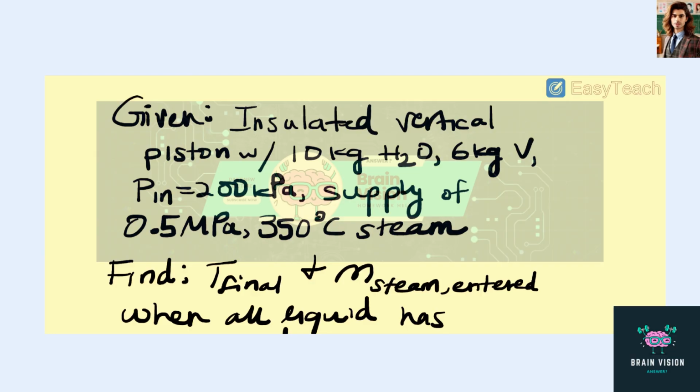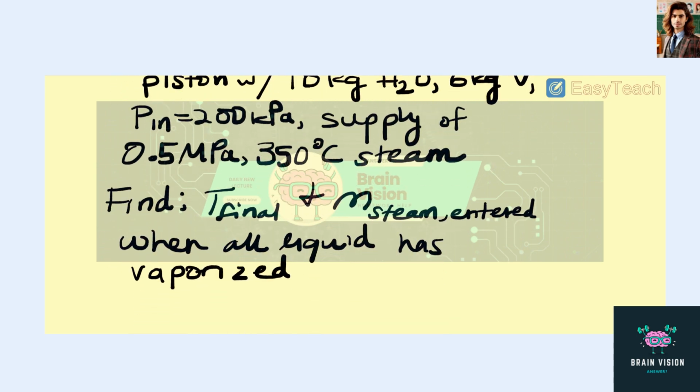Hi everyone, so what we have today is a vertical cylinder that is insulated with a mass of 10 kilograms of water inside, of which 6 kilograms is vapor. The mass of the piston is such that the pressure inside is a constant 200 kilopascals. We have a supply line of steam coming in at 0.5 MPa and 350 degrees C. What we're asked to find is the final temperature and the mass of the steam that has entered when all the liquid in the piston has vaporized.